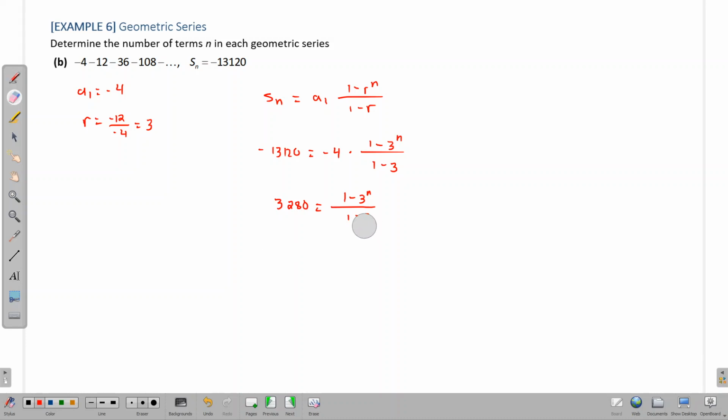I guess I could go ahead and subtract these two, so you have a negative 2 there. To get rid of the negative 2, we're going to multiply both sides by negative 2, which gives you negative 6,560 equals 1 minus 3 to the n. Subtract the 1 over, negative 6,561 equals negative 3 to the n. Multiply both sides by a negative to just have 6,561 equals 3 to the n. And then now either use logarithms or solve it by inspection.